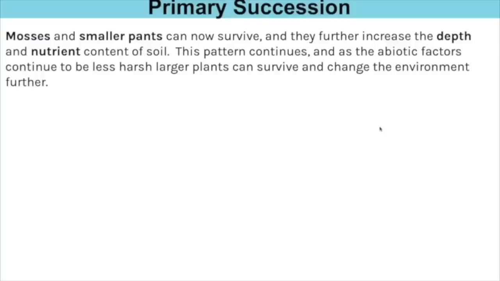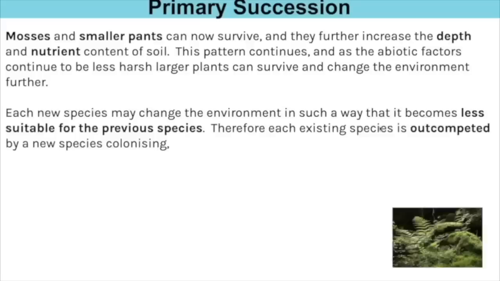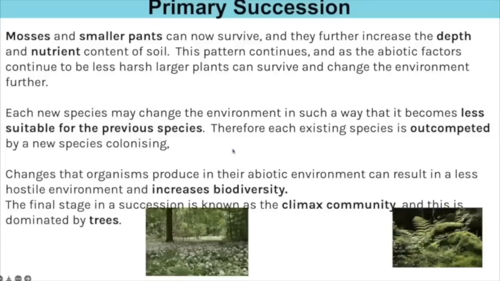content of the soil. And this pattern continues, and as the abiotic factors continue to be less harsh, larger plants can survive and they continue to change the environment further. Each new species may change the environment in such a way that it becomes less suitable for the previous species, and therefore those previous species become outcompeted. Changes that organisms produce in the abiotic environment can result in a less hostile environment and increase the biodiversity. The final stage of a succession is known as the climax community, and this is typically dominated by trees.